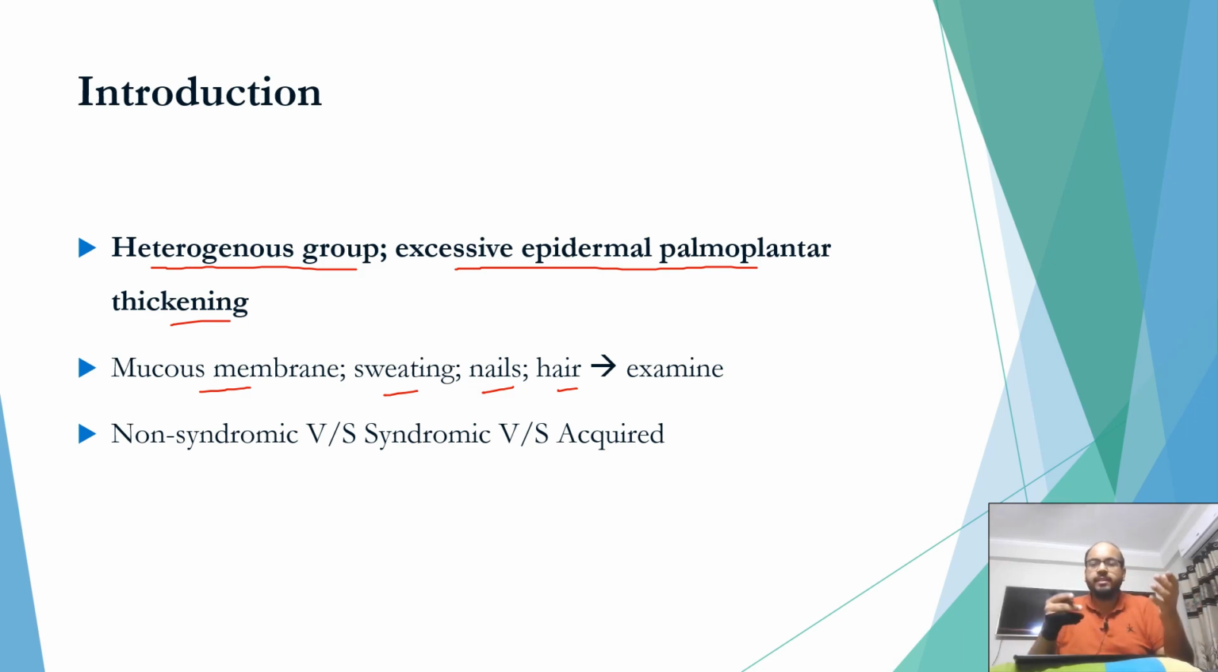So right now we're discussing non-syndromic, but when we discuss syndromic PPKs, we will understand that involvement of other organ systems and other keratinaceous structures are important to classify as different syndromes. Okay, so we need to examine all of these features. Now, I've decided to divide it into non-syndromic, syndromic, and acquired PPK. And this week we'll be discussing the non-syndromic palmoplantar keratoderma. So let's move forward.